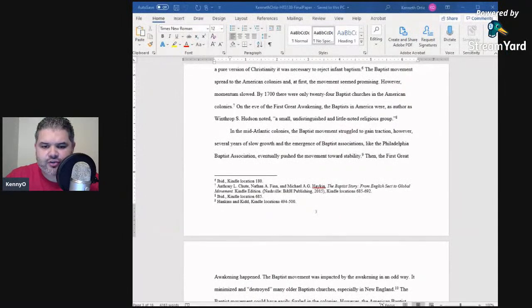My opinion is that the Baptists were a really small group, kind of on the ropes, right? They were struggling. But I'm not going to give you my opinion. I'm going to give you my opinion through the words of a scholar, right? So as you see on the screen there, on the eve of the First Great Awakening, the Baptists in America were, as author Winthrop S. Hudson noted, a small, undistinguished, and little noted religious group, right? So I am of the opinion that the Baptists were a very small, not very influential, almost ready to fade out group in the year 1700 in America.